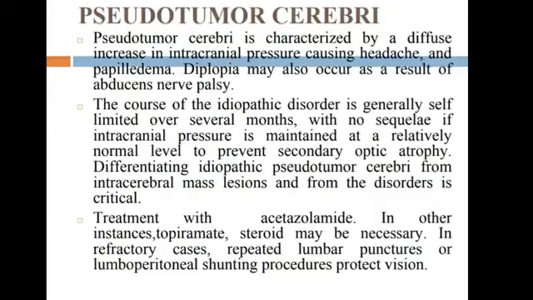So here the imaging is usually normal in pseudotumor cerebri, and there is no evidence of intracerebral mass. Treatment is with acetazolamide, but in other instances, topiramate or steroids may be necessary. In refractory cases, repeated lumbar puncture or lumboperitoneal shunting procedures are used to protect vision.